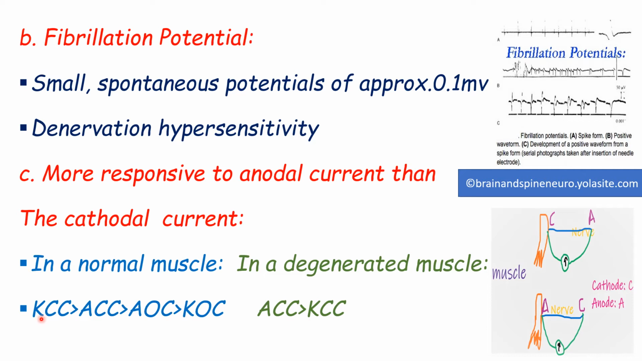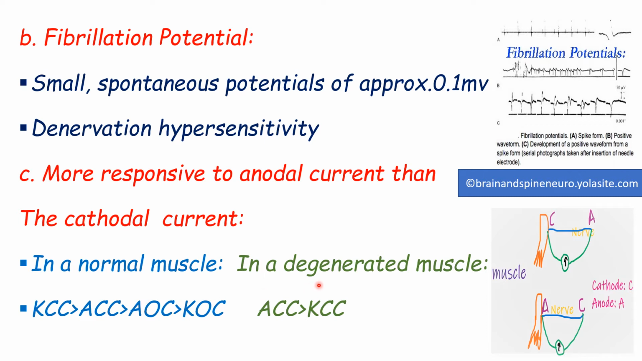We started abbreviating the cathode as K. We never changed it. So here cathodal closing current is greater than the anodal closing current. I am talking of a normal muscle, not the denervated muscle. And further, the anodal closing current is greater than the anodal opening current, which is further greater than the cathodal opening current. This is in a normal muscle.